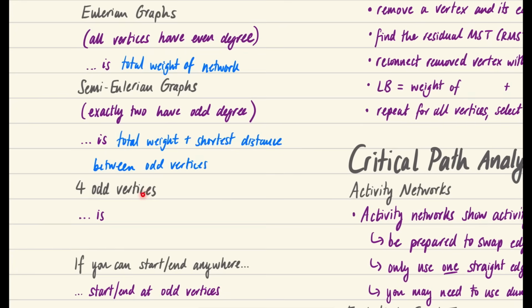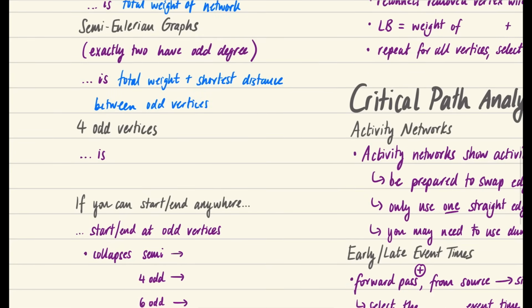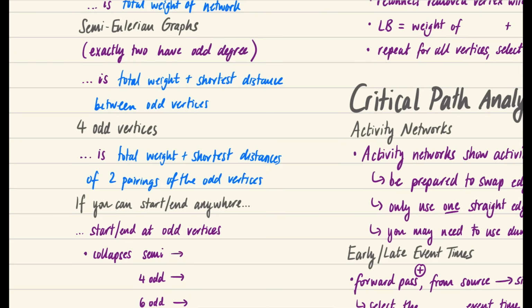Now, if we have something with 4 odd vertices, it is going to be the total weight again, and this time plus the shortest distances of the 2 pairings of the odd vertices. So you have 4 vertices, you find all of the different pairings that you can come up with that use all 4 of the vertices, and you pick the 2 pairs that have the shortest distance in total, and that gets added on.